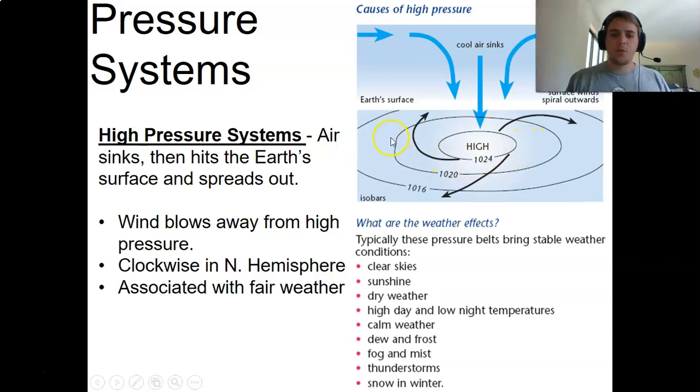High pressure systems have winds that go in a clockwise direction in the northern hemisphere. Generally they are associated with fair weather, and that should make sense because you don't have moisture accumulating up here in the atmosphere. You don't have a bunch of moisture hanging out up here. It's all coming down here and spreading out. So it's usually associated with very clear skies, sunshine, lovely picnic weather, usually higher temperatures during the day, lower temperatures at night. Kind of what we're experiencing right now in the middle of spring.